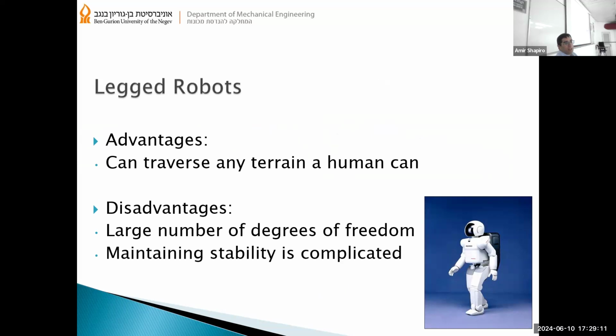The disadvantage is the large number of degrees of freedom. It's very complicated to control it and to plan the motion. And maintaining stability is also complicated. Our center of gravity is relatively high. The contact area is relatively small, and it's difficult to maintain a balance.